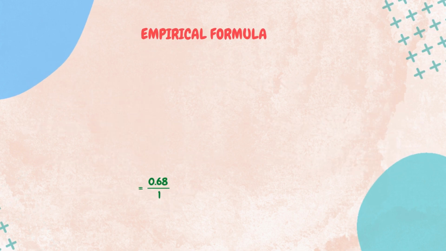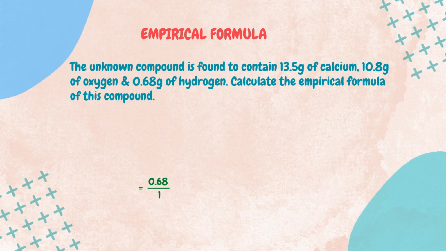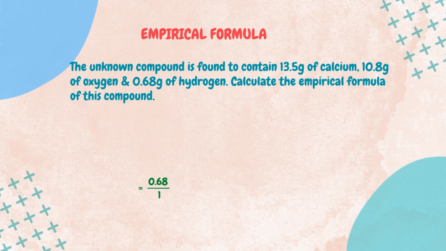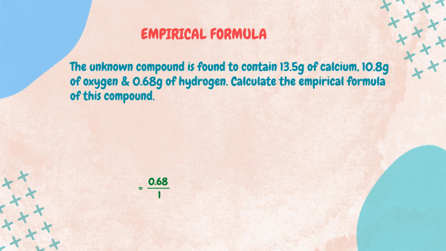Another example. The unknown compound is found to contain 13.5 grams of calcium, 10.8 grams of oxygen, and 0.68 grams of hydrogen. Calculate the empirical formula of this compound. First, find the moles of each element from the mass given. Then we divide the moles by the smallest mole number.